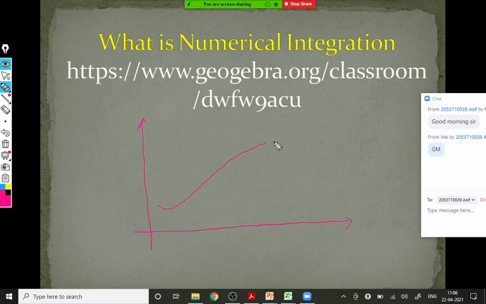So suppose this is the curve that we have, y equal to f(x). We are interested in getting the area from the point x equal to a to x equal to b. So what we are interested in is the integration from a to b of f(x) dx. Obviously we know that's this area.